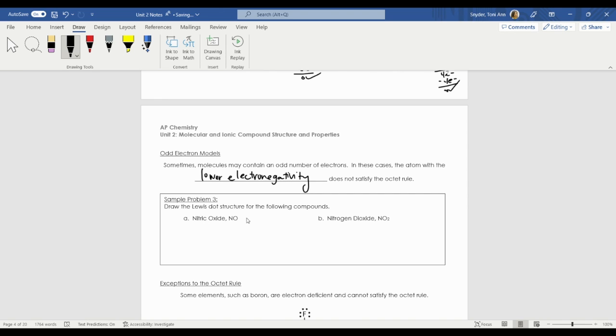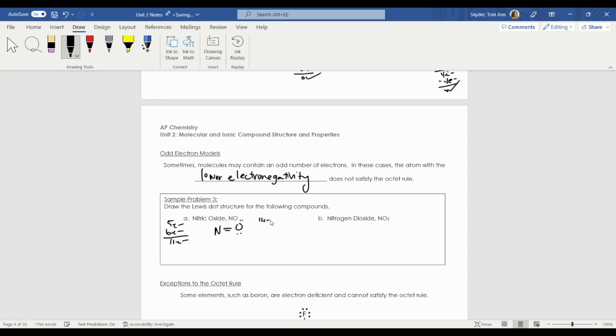So let's consider nitric oxide. Nitrogen's got 5 electrons and oxygen has 6. So that means we have 11 to place. Nitrogen, oxygen. We've already discussed that oxygen's always going to have a double bond, right? And 2 lone pairs. So let's see.